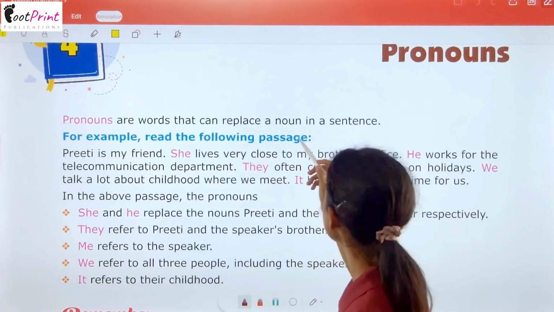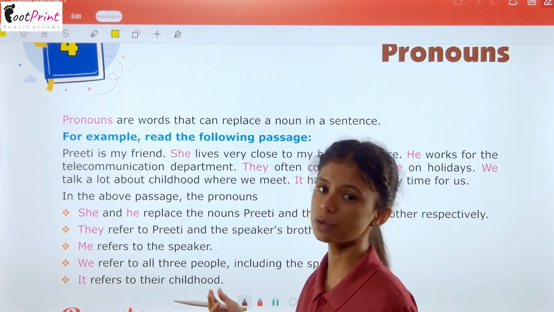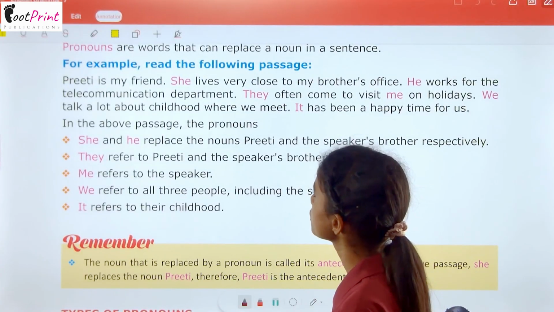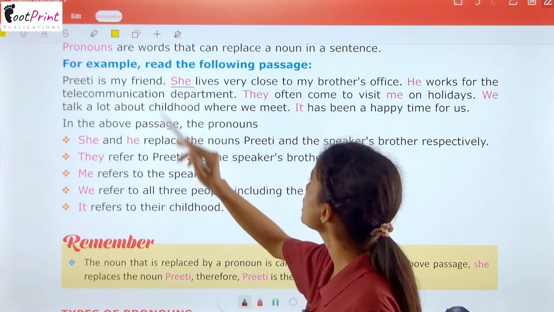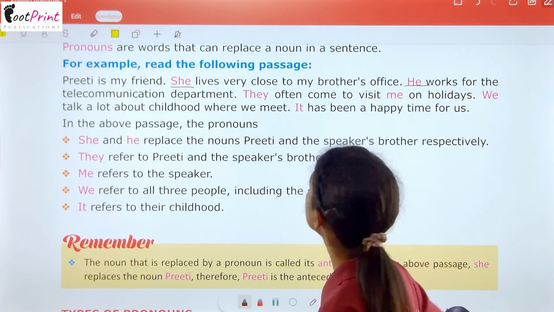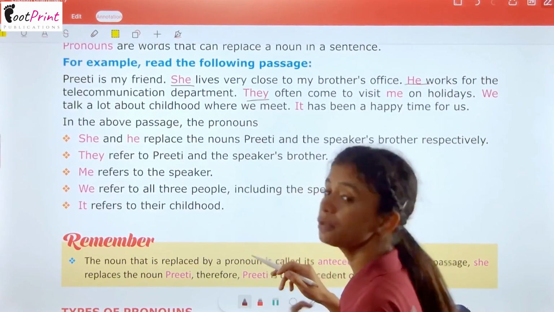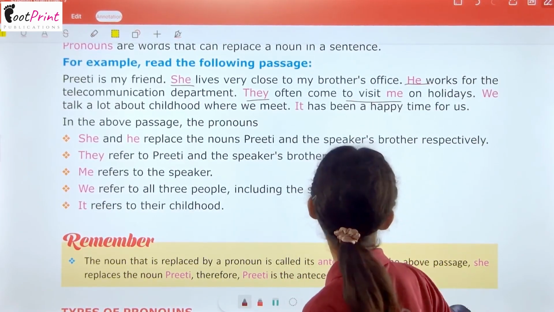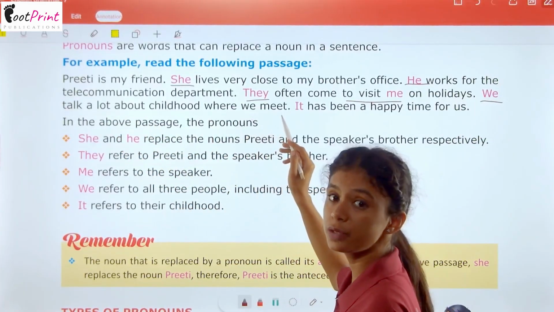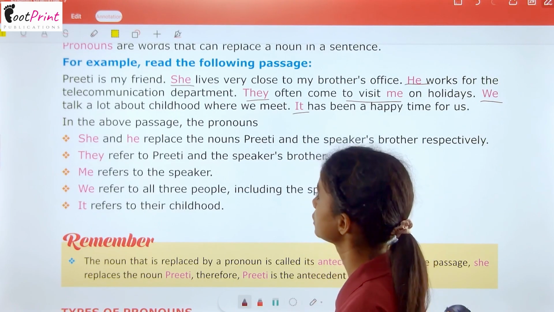Pronouns are words that can replace a noun in a sentence. As we already know, pronouns are used in place of nouns in a sentence. For example, let's read the following passage. Preeti is my friend. She lives very close to my brother's office. He works for telecommunication department. They often come to visit me on holidays. We talk a lot about childhood where we meet. It has been a happy time for us.